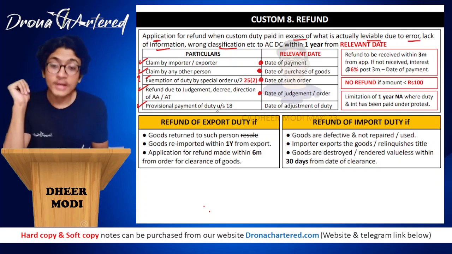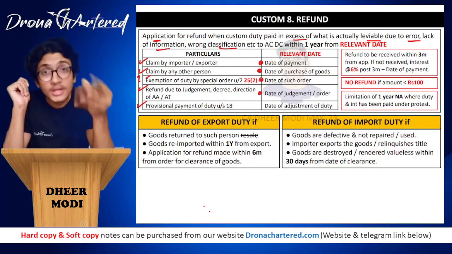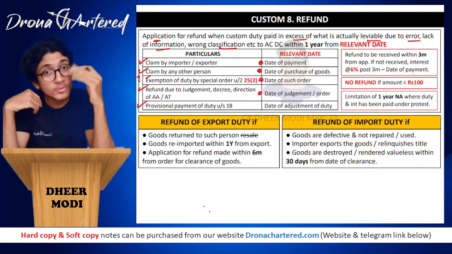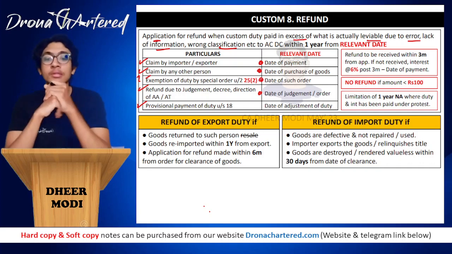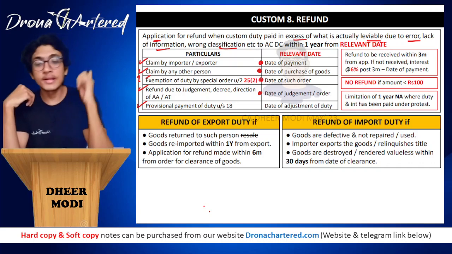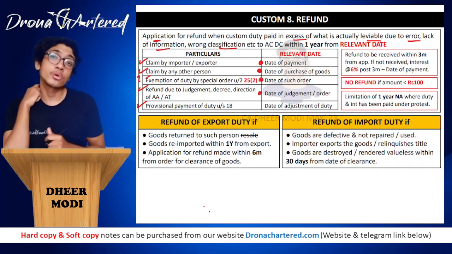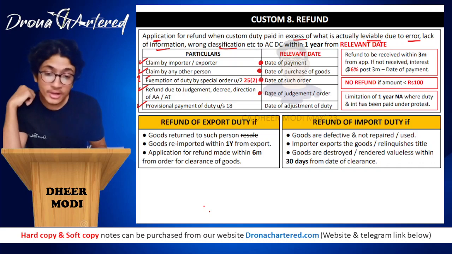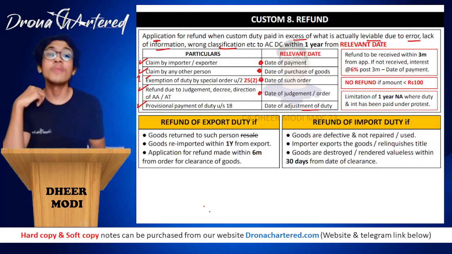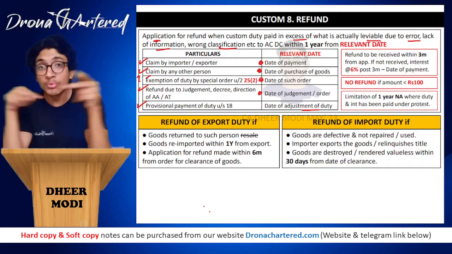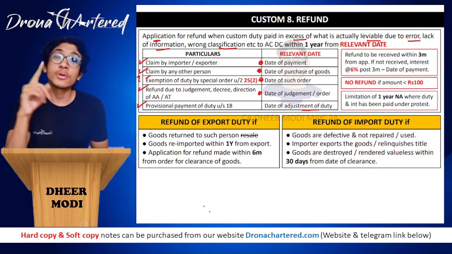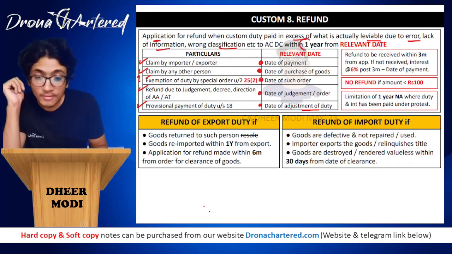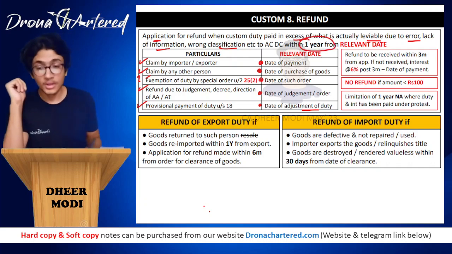Provisional payment of duty under section 18. So if you provisionally paid, you were not sure and nobody was sure as to how much duty you should pay, so you provisionally paid some duty and you paid that in excess. In such a case, later when the final assessment has been done, when the final calculation of duty to be paid has been done, and it turns out that you paid extra, in such a case your relevant date will be date of adjustment of duty. That means when we finalize the duty and then you found the difference, so date of adjustment of duty, 1 year from that date. So these are your relevant dates. Okay. So it is 1 year from your relevant date.